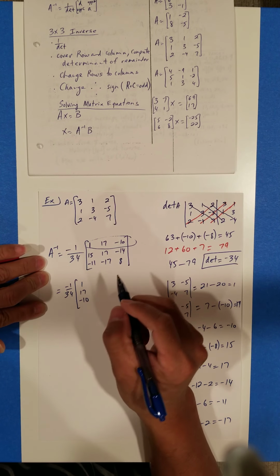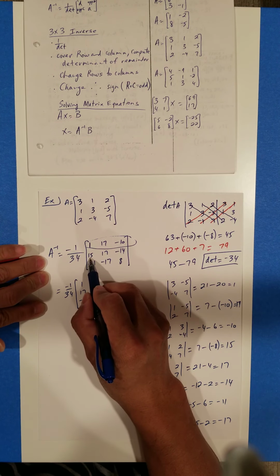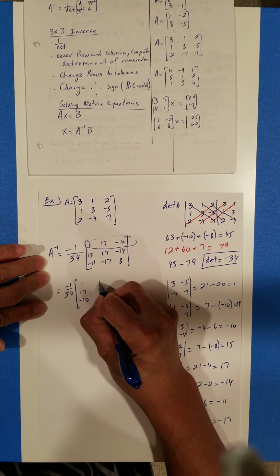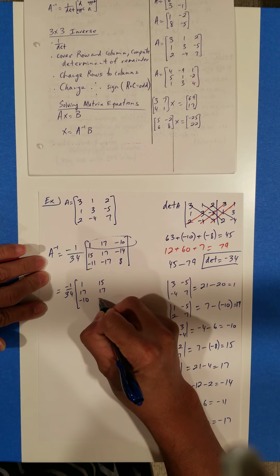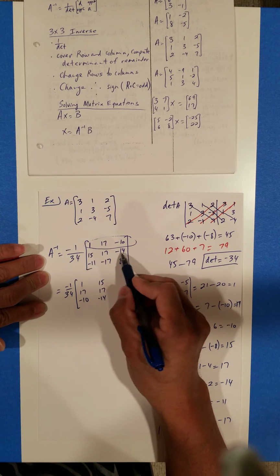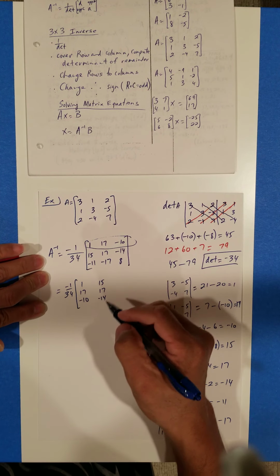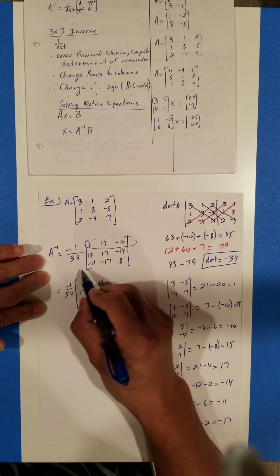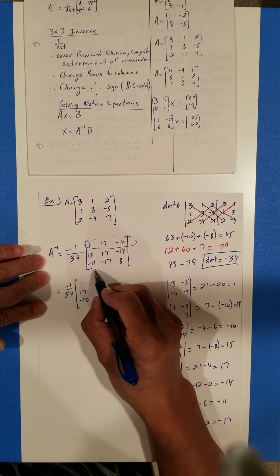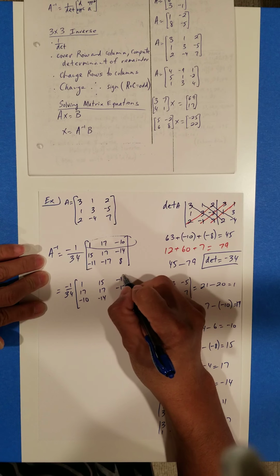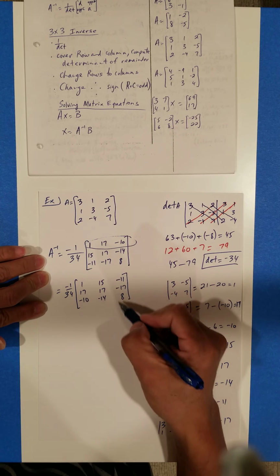Okay, don't forget that step. Look at row 2. Row 2 is 15, 17, -14. It was a row. I made it stand up and down to be a column. The last row is -11, -17, and 8. Again, it was a row. I made it stand up.